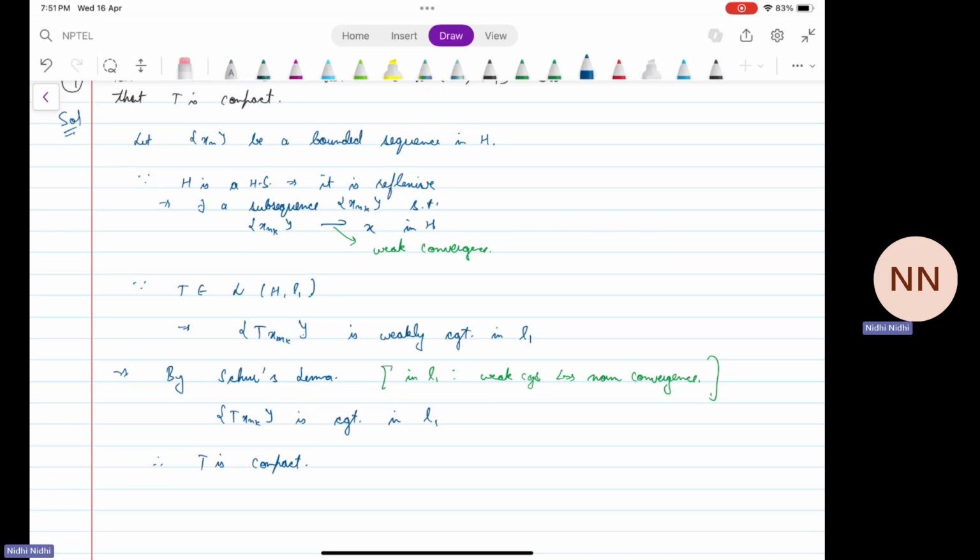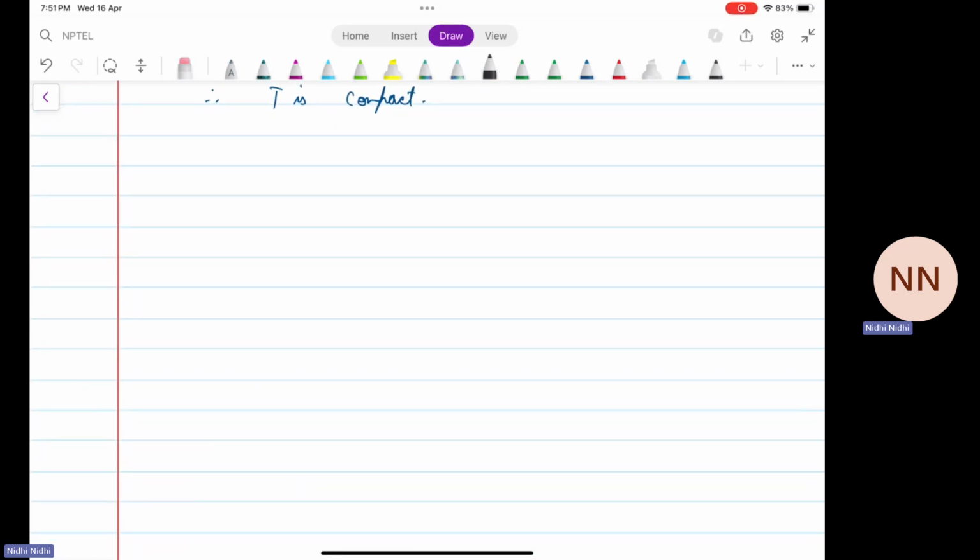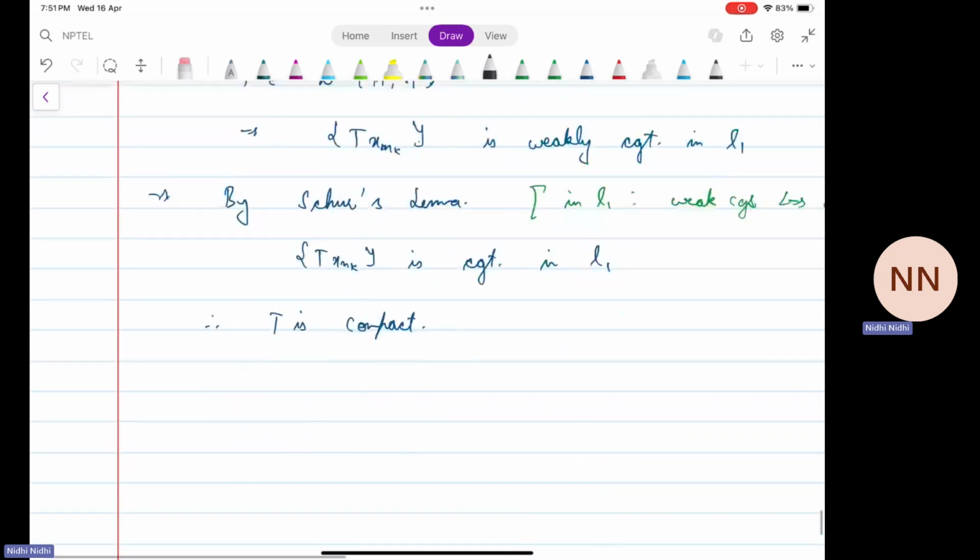I hope the solution is fine. If you have any doubt, you can ask. Or else let's move to the next question, which is the last question for this session. We are left with just 10 more minutes. So this is question number 10.